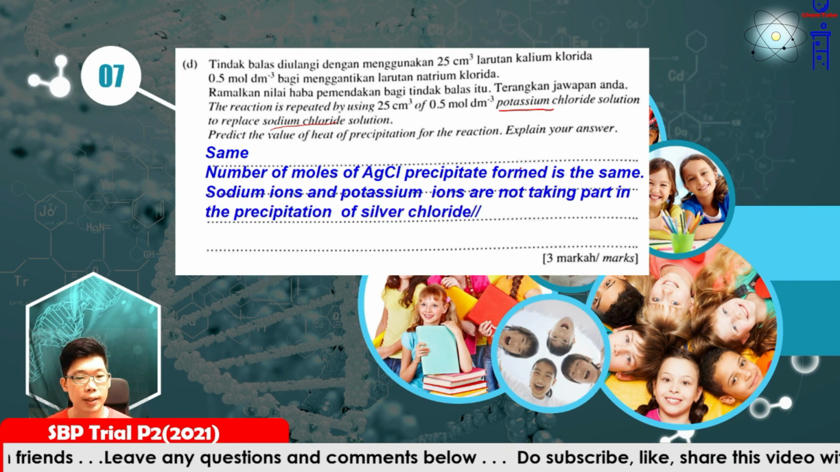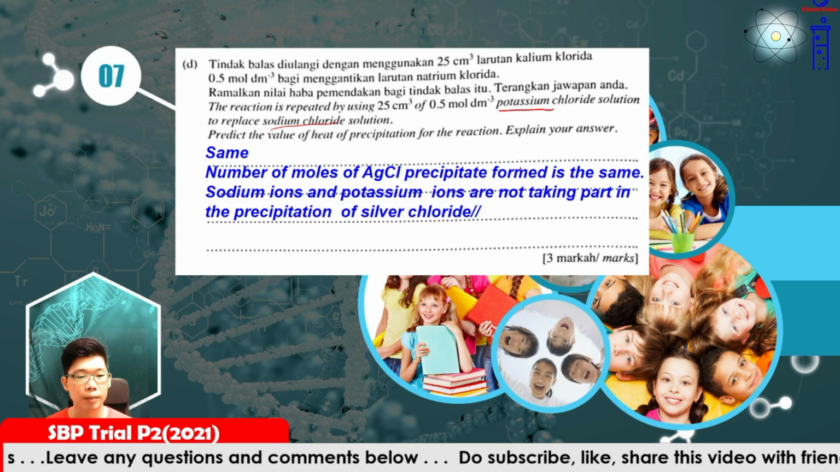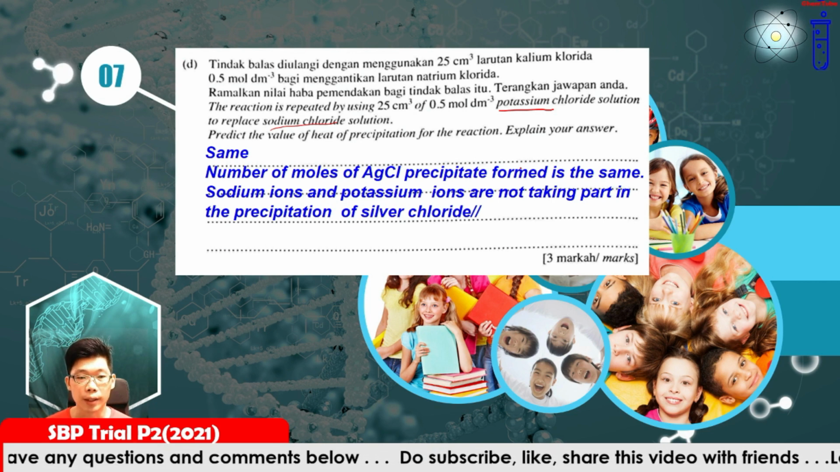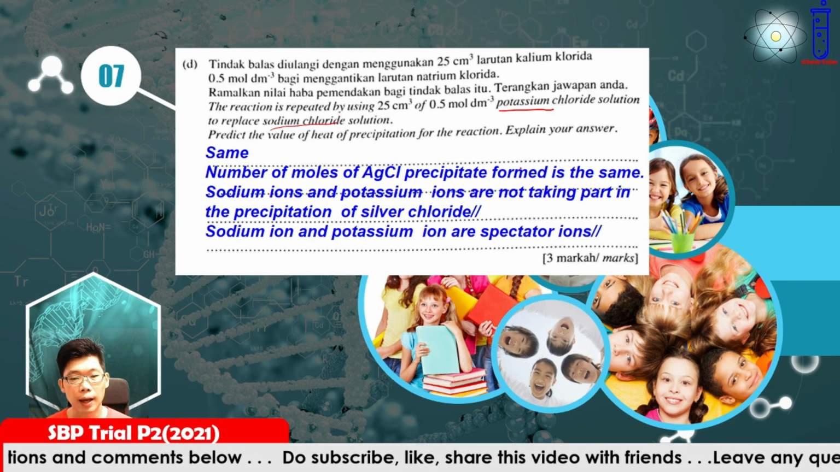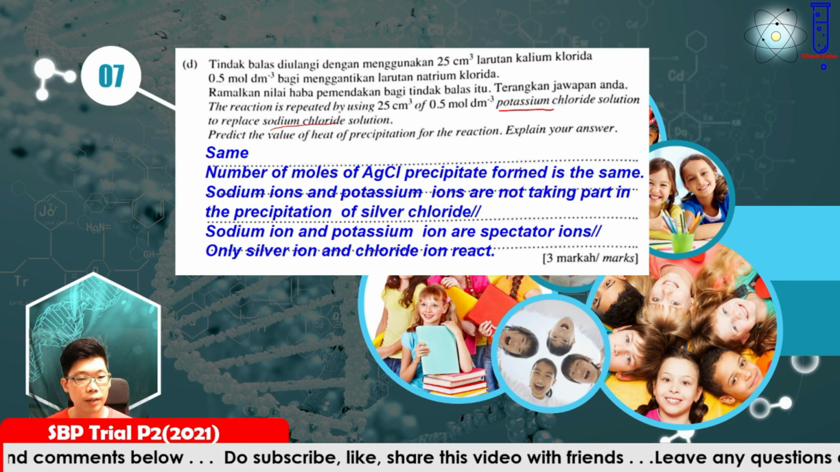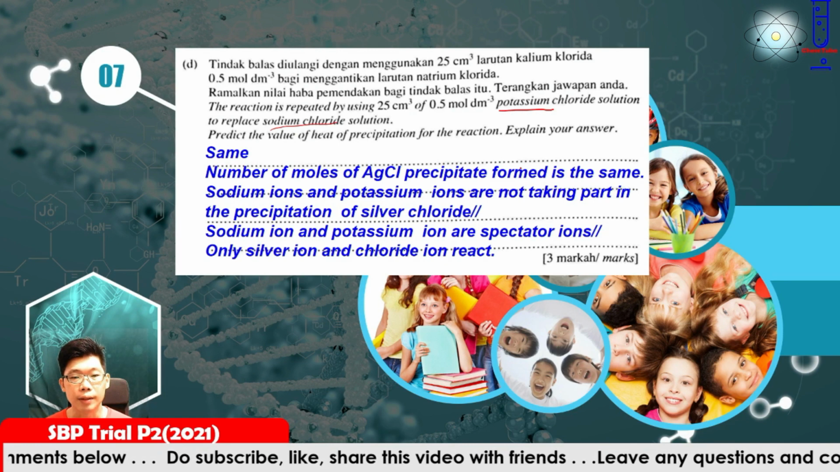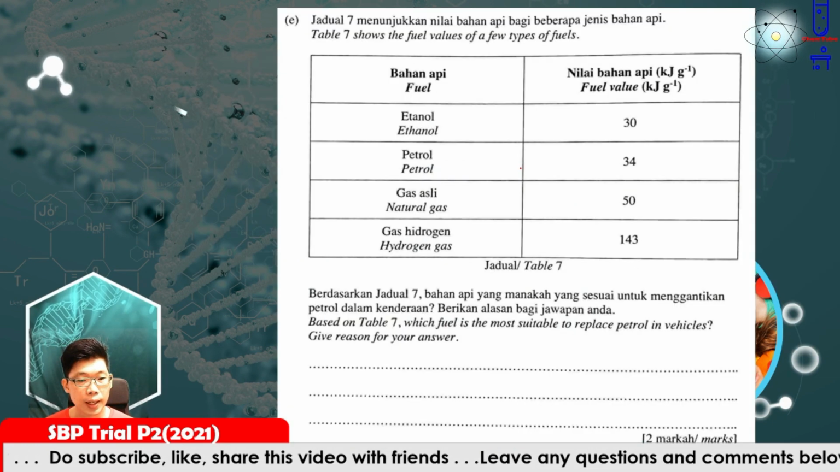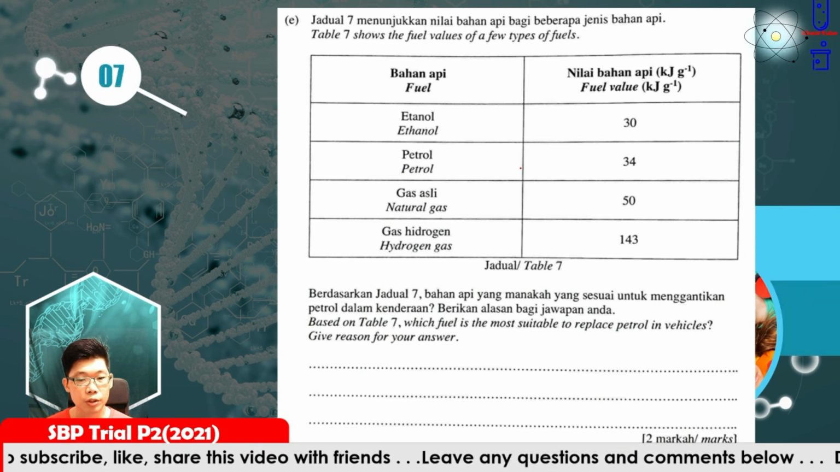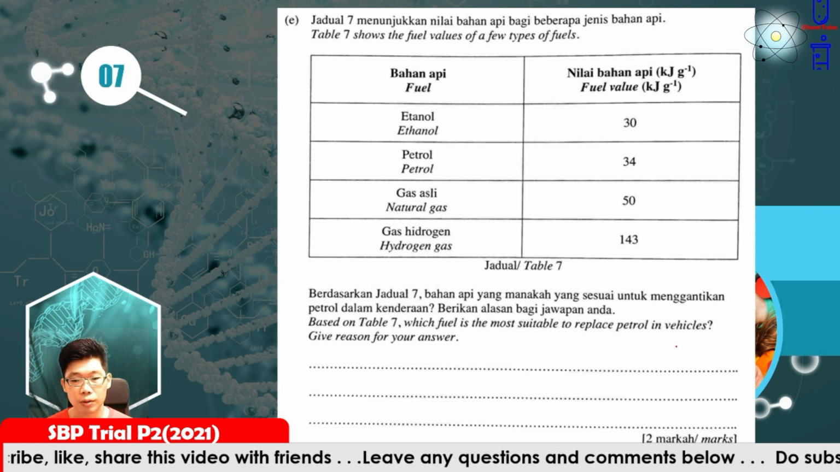Okay, sodium ions and potassium ions are not taking part in the precipitation of the silver chloride. Or you can write sodium ions and potassium ions are spectator ions. Okay, or only silver ions and chloride ions can react during the precipitation. Okay, next, based on the table 7, which fuel is more suitable to replace the petrol in the vehicle?